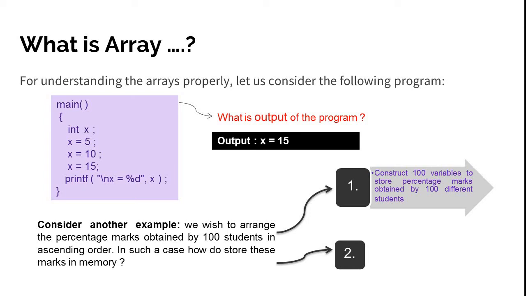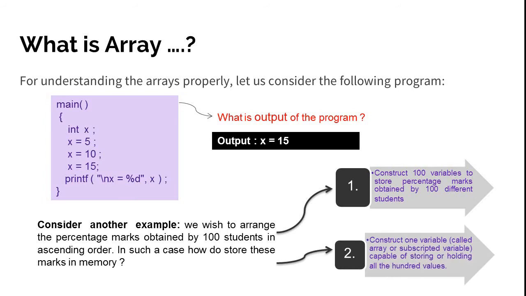And again, if I want ascending order, or if I want to process the data, or find the maximum mark, then it is quite difficult to handle this kind of variable declaration. So there is another way, which refers to array. Let's see what it is. Construct one variable called an array, or a subscripted variable, capable of storing or holding all the 100 values.